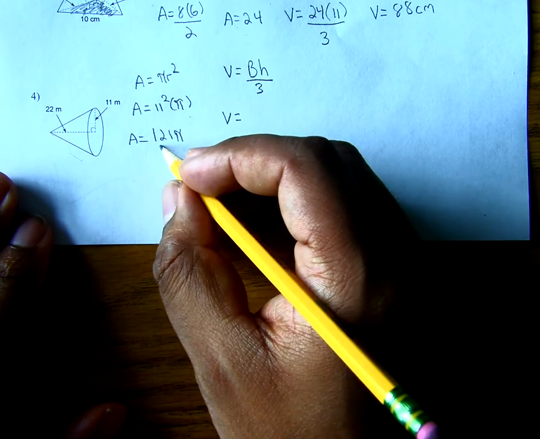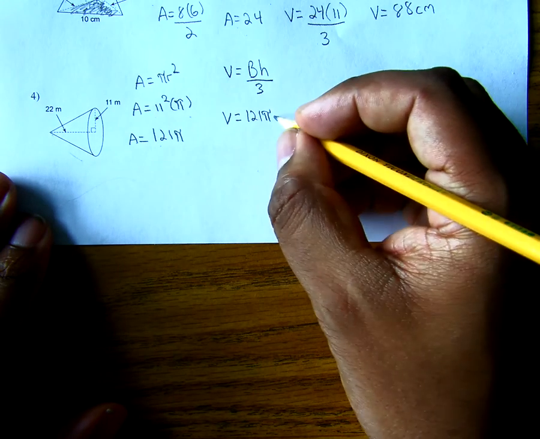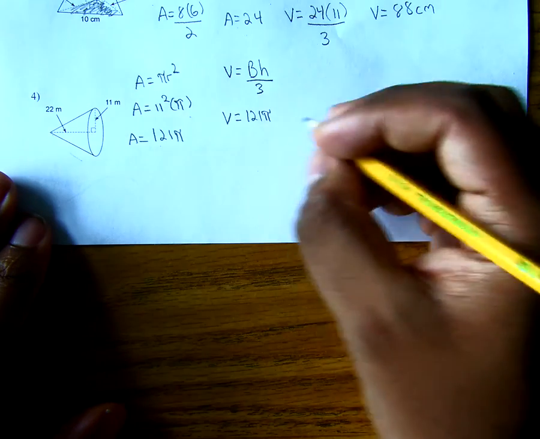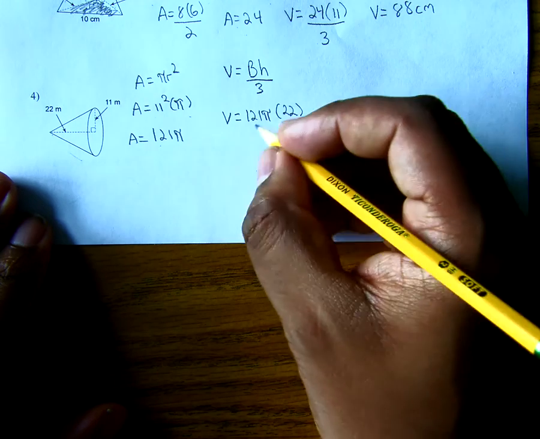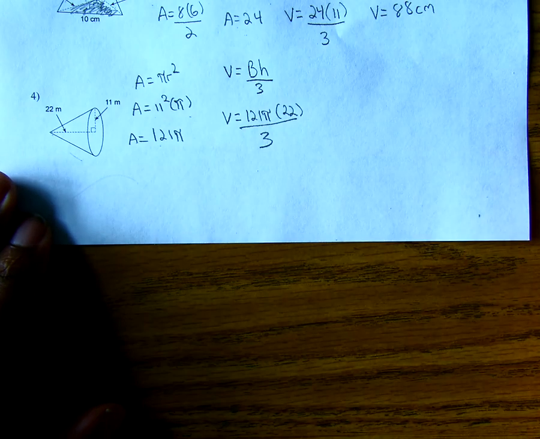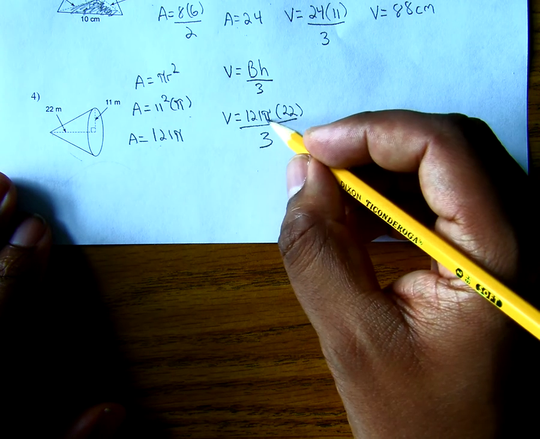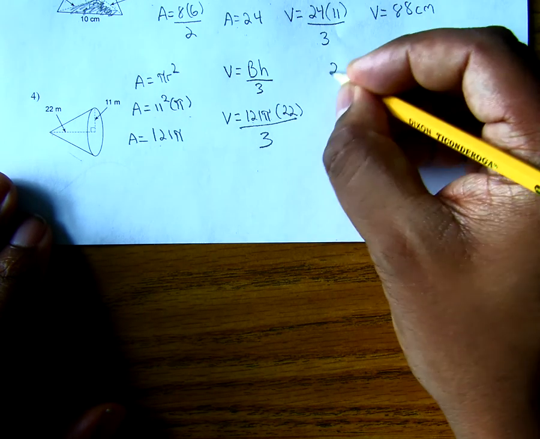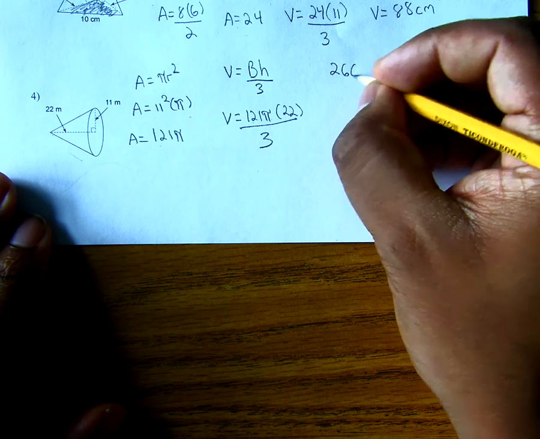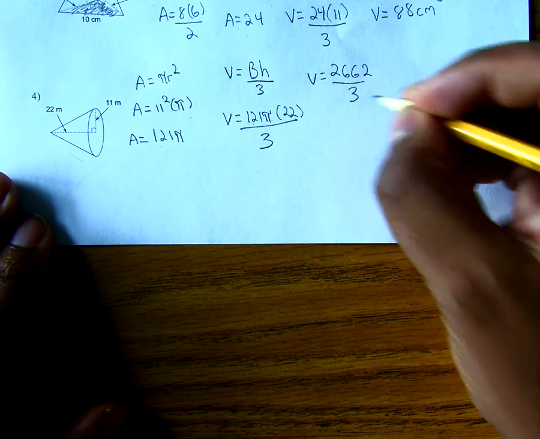So I'm going to plug this in just like it is, 121 pi, and then multiply this times the height, in this case 22. And then divide by 3. Now, the 121, I'm going to leave this in terms of pi, so the pi is going to be in our final answer. I'm just going to multiply the 121 times 22. That's going to give me 2,662. And then I'm going to divide that by 3.